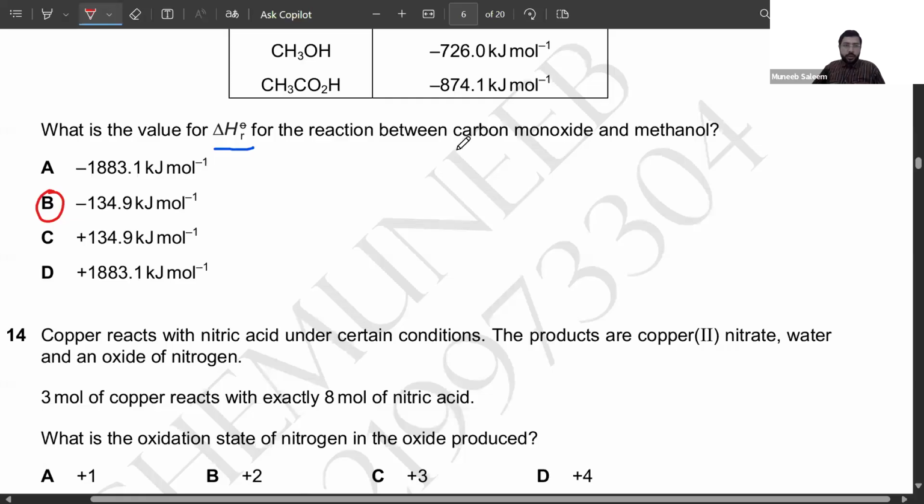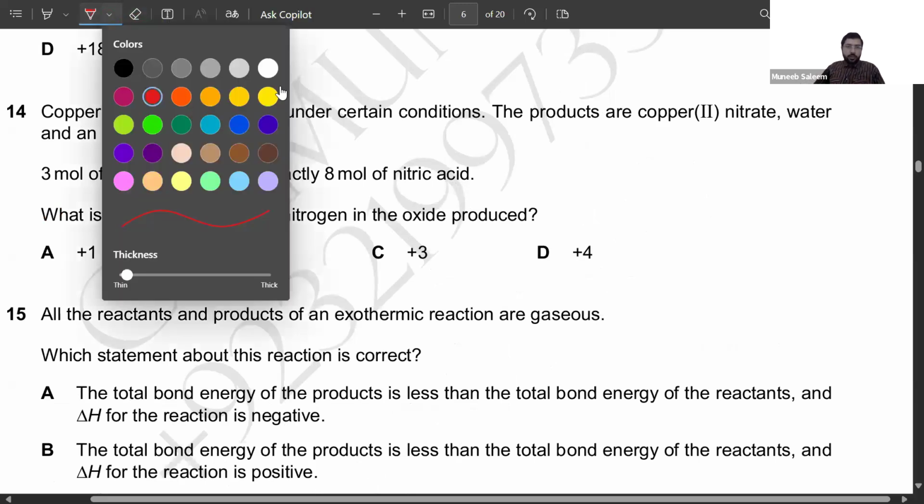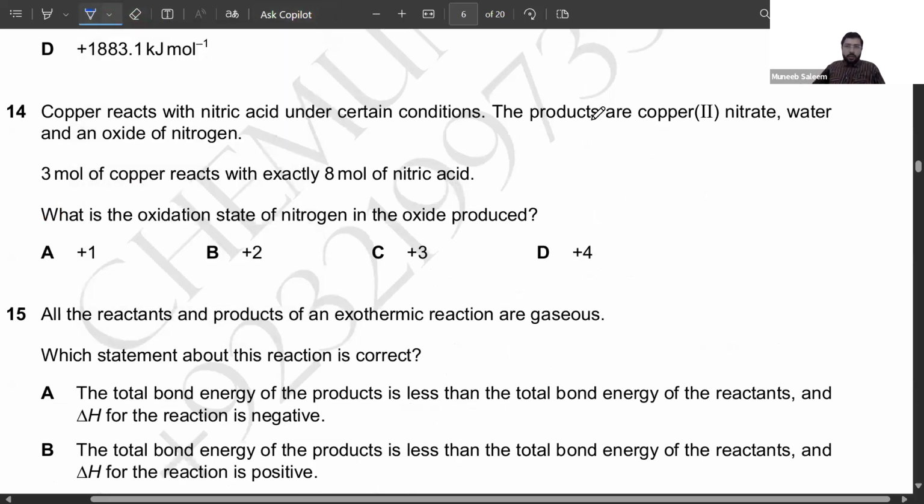Now, question number 14. Copper reacts with nitric acid under certain conditions. The products are copper nitrate, water, and oxide of nitrogen. And then we are given information that 3 moles of copper react with exactly 8 moles of nitric acid. What is the oxidation state of nitrogen in the oxide?